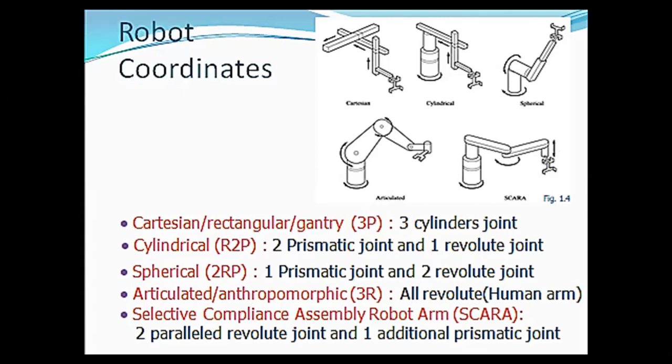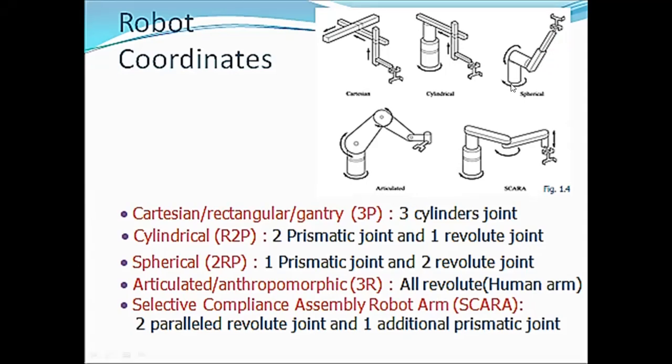So the Cartesian robot has three prismatic joints, meaning three sliding joints. Second is the cylindrical. It has one rotational and two prismatic joints. You can observe here that this is one rotational and two sliding or prismatic joints. Next is the spherical. It has two revolute joints and one prismatic joint. This prismatic joint lets us increase or decrease the length of the arm, whereas the shoulder and this main body can only rotate.